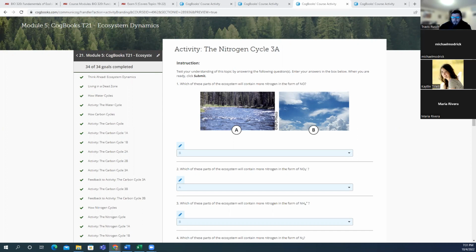It's not an acid, but there's something about it that makes it similar. So NO3 is nitrate. Yeah, exactly. And what we know about nitrates is they are water soluble. So if something's water soluble, where do you think you're likely to find it? In the air or in the water? Exactly, in the water.